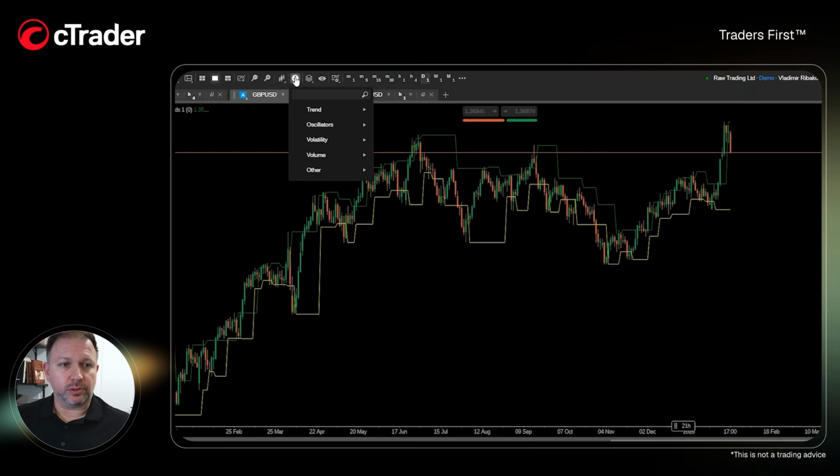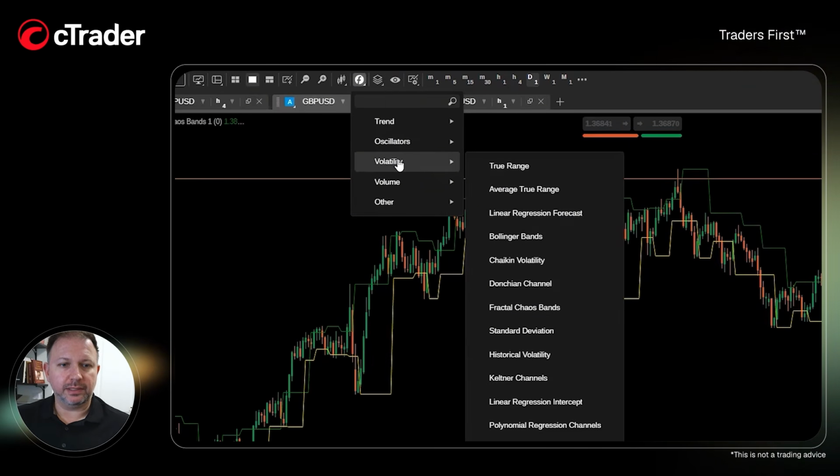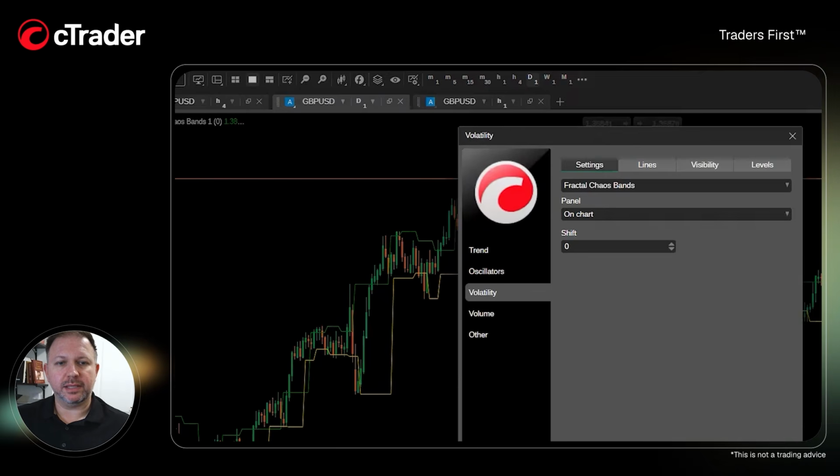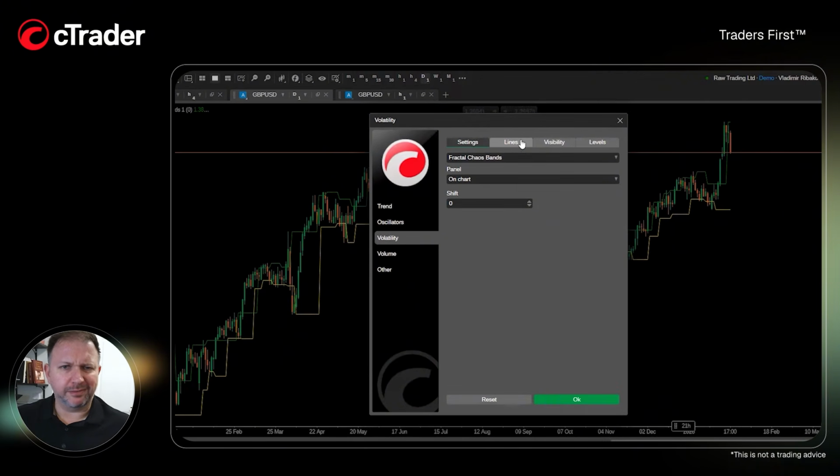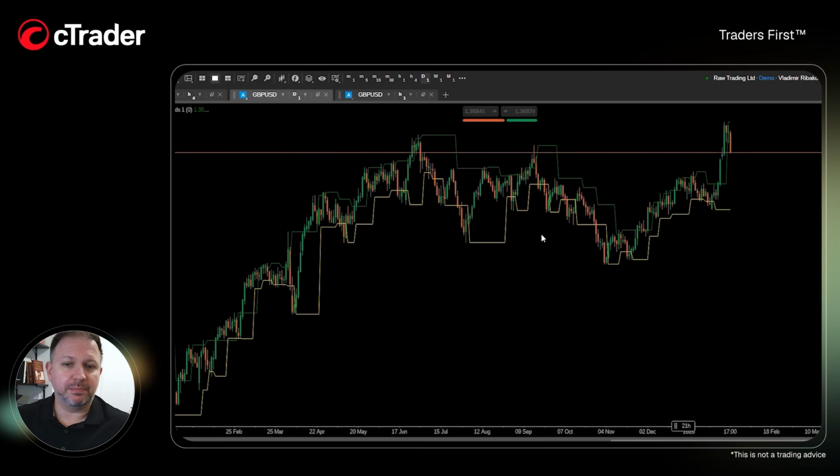Where do you find this indicator? We go to the indicators section, volatility, fractal chaos bands. You can of course predefine the style of the lines, the levels, visibility, everything you would like, and this is how it looks.